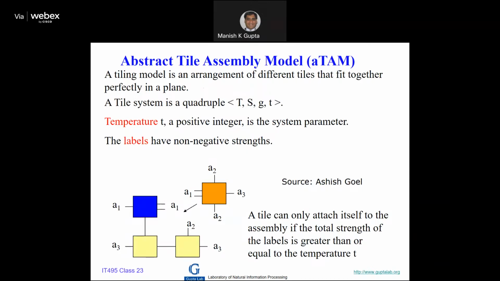There is a way to actually capture this information from the thermodynamic process. But in the abstract sense, we are saying T is a number, an integer, which will determine what will happen to the tile business. And the label has non-negative strengths.